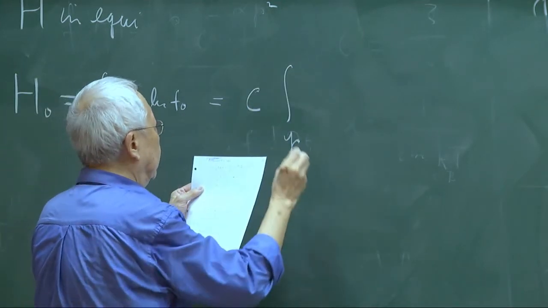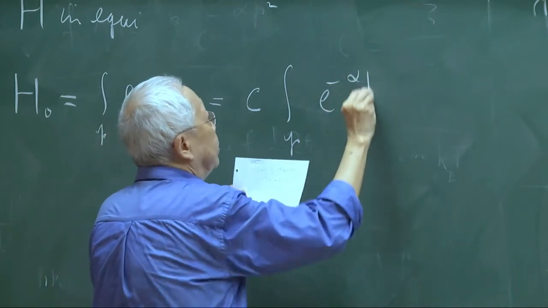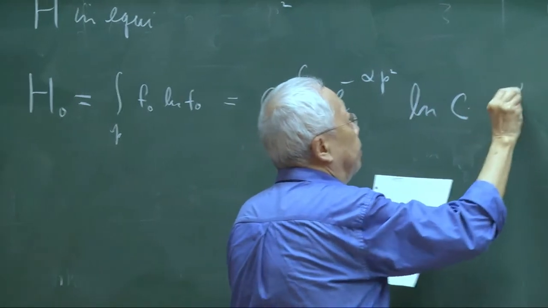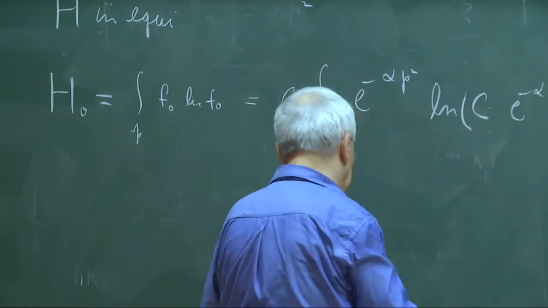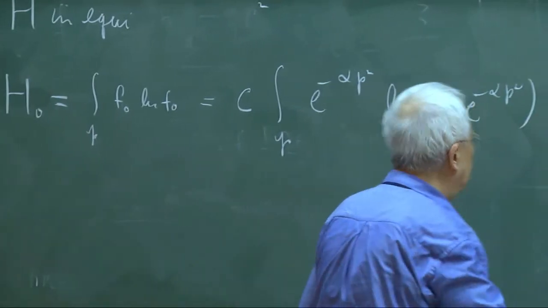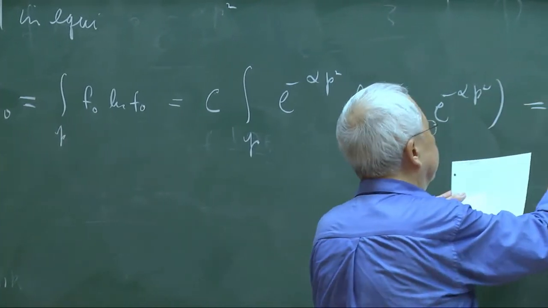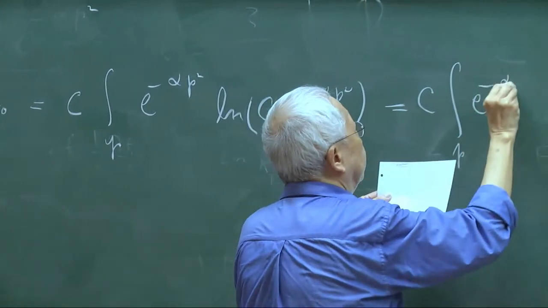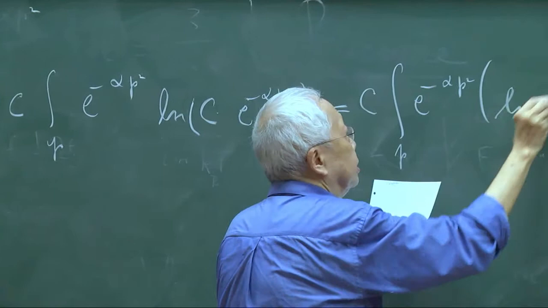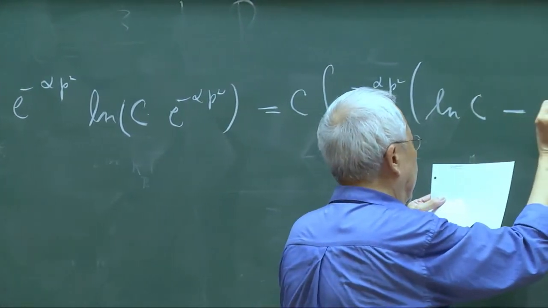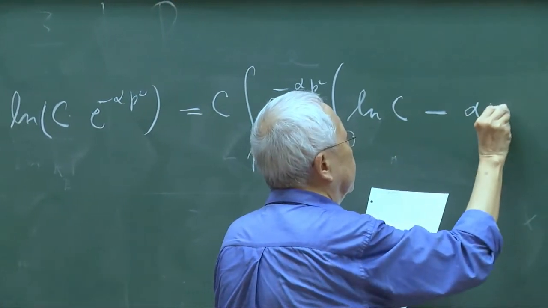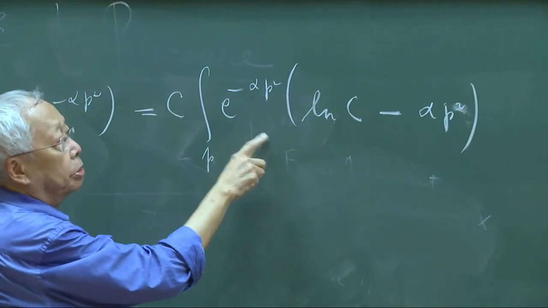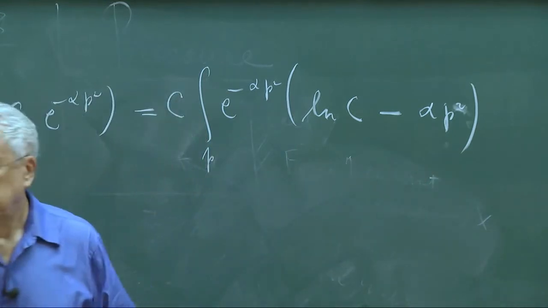The integral over p of e to the minus alpha p squared, then you have log of C e to the minus alpha p squared. And this is equal to C times the integral over p of e to the minus alpha p squared times log C minus alpha p squared. Usually every integral, you know how to do it. This is just the Gaussian integral, this is Gaussian integral times p squared. All these integrals you can do.